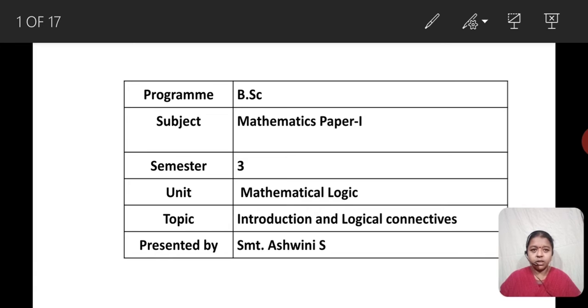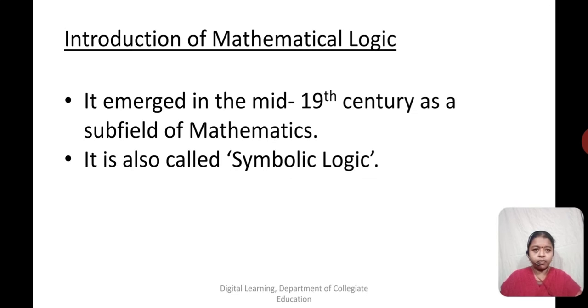The program is B.Sc, Subject Mathematics Paper 1, Semester 3, Unit 1, Mathematical Logic. The topic which we are going to discuss today is Introduction and Logical Connectives. Let's see its introduction. Mathematical logic emerged in the mid-19th century as a subfield of mathematics. It is also called symbolic language or symbolic logic.